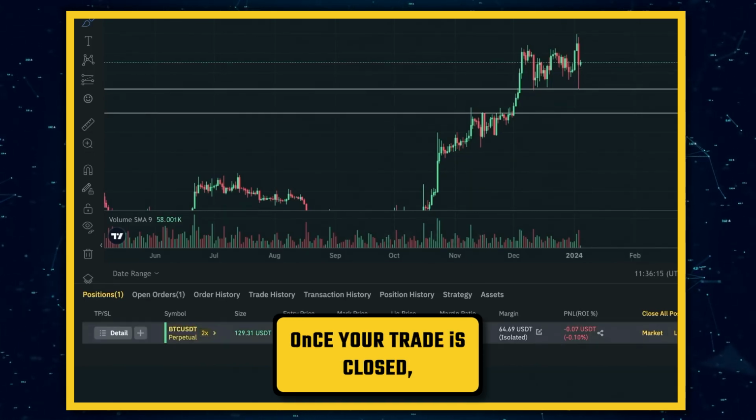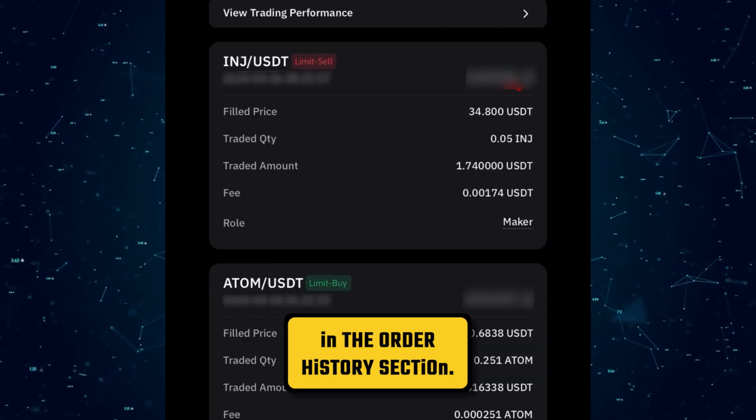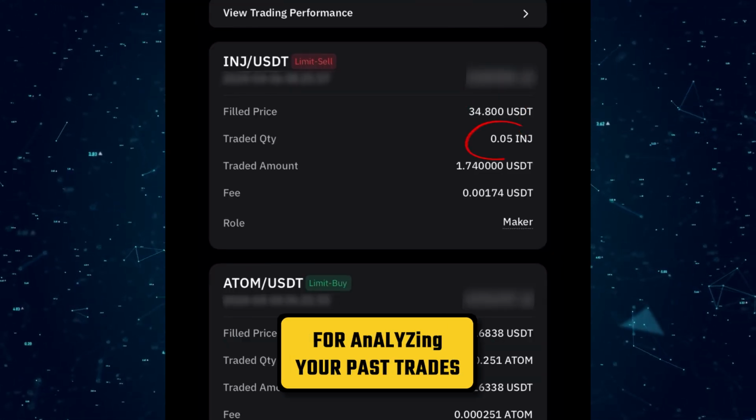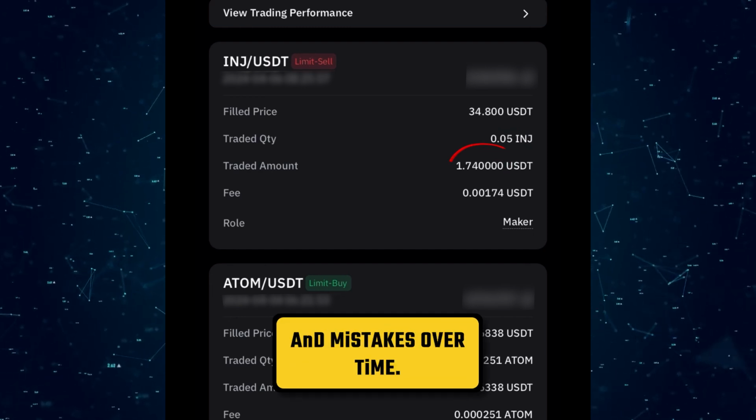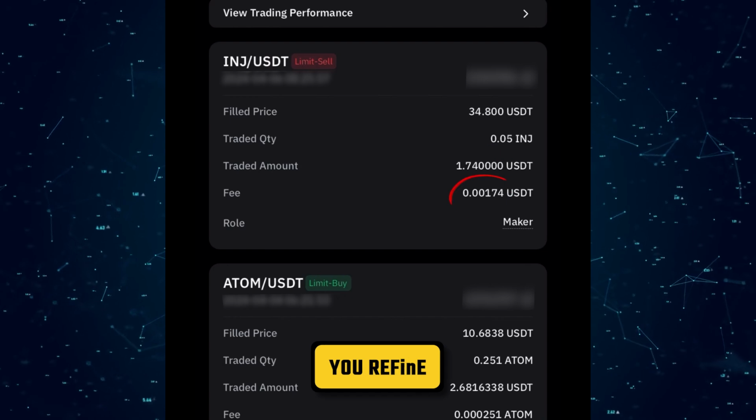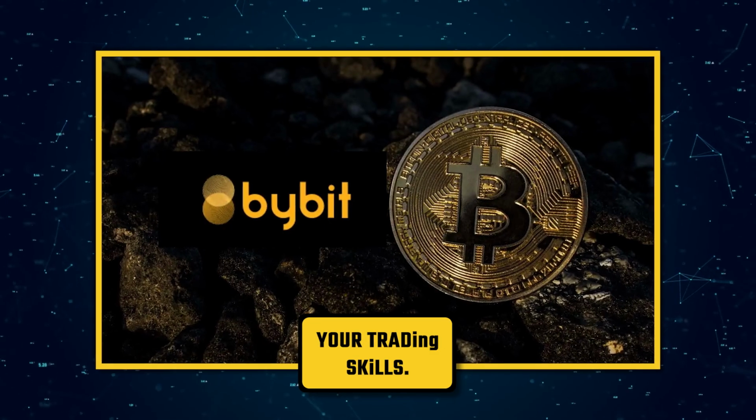Once your trade is closed, you can review the details in the Order History section. This feature is useful for analyzing your past trades and learning from both your successes and mistakes. Over time, tracking your trade history can help you refine your strategy and improve your trading skills.